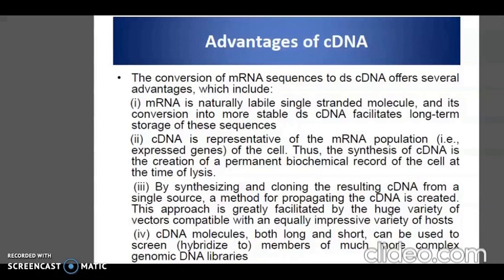Let's see a few of the advantages of cDNA. The conversion of mRNA sequences to double-stranded cDNA offers several advantages. The first one is that mRNA is a naturally labile single-stranded molecule, and its conversion into more stable double-stranded cDNA facilitates long-term storage of these sequences.